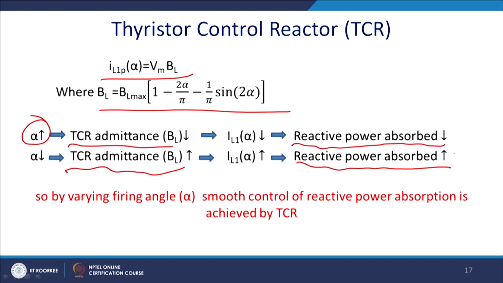So, we can see what the advantages and disadvantages are. If you increase alpha, then as the current decreases, the power handling capability decreases, so it is inversely proportional to alpha. If alpha decreases, more reactive power is absorbed. So, by varying alpha, smooth control of the reactive power absorption is achieved with the help of the TCR. This is one of the advantages of the TCR.